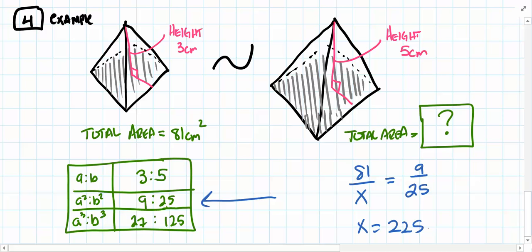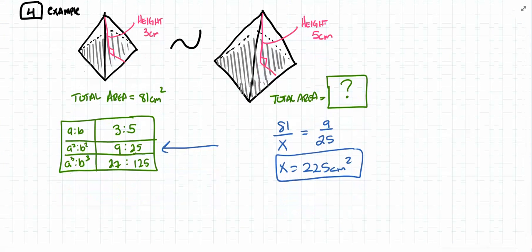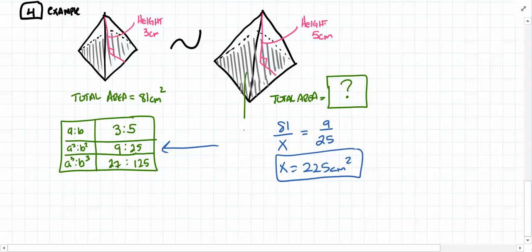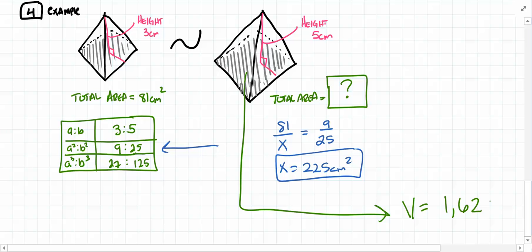Okay? Now, we're going to take this one step further. Check it out. I'm going to give you some more information. This is good information to have. I'm going to tell you right here the total volume of the big guy is 1,625 centimeters cubed. Give me the volume of the little guy.